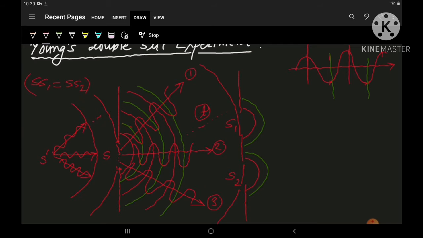again corresponding to crest, corresponding to now corresponding to trough, by this way we will find the wave fronts.